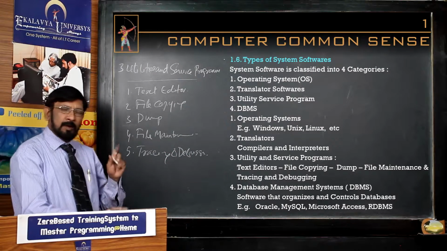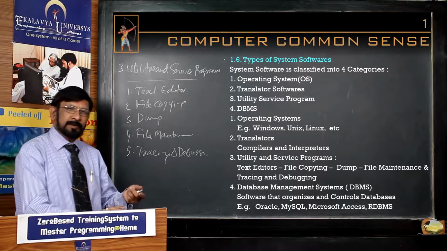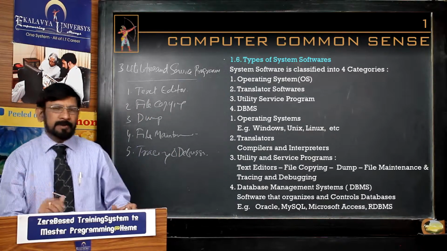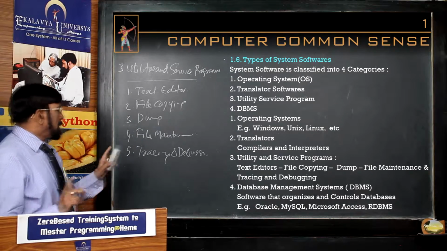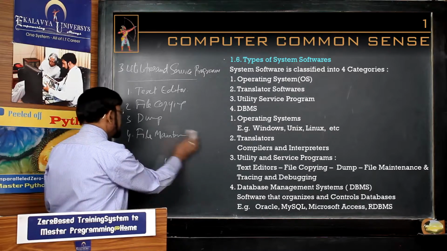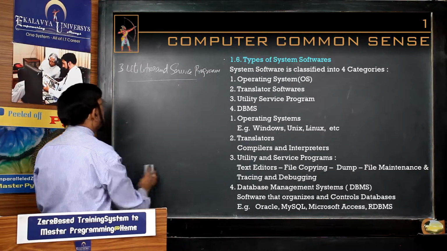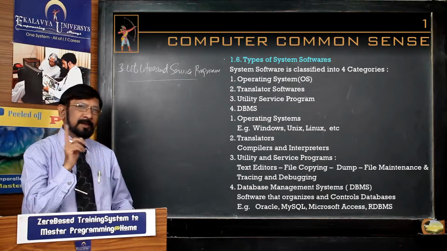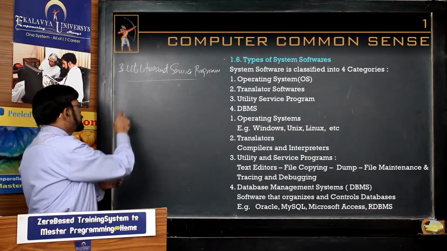So these are all allied services. In order to use the computer with your application programs, you may frequently require one or more of these services. All these services are provided by utilities and service programs. That is another type of system software.